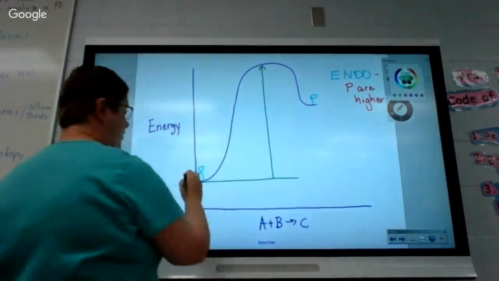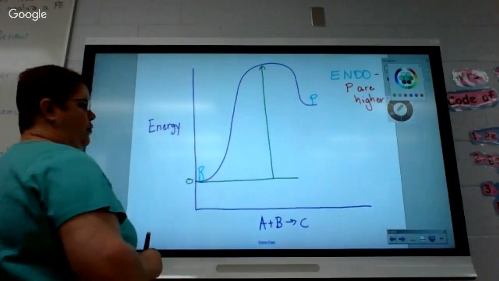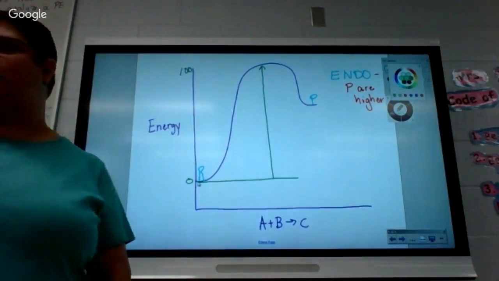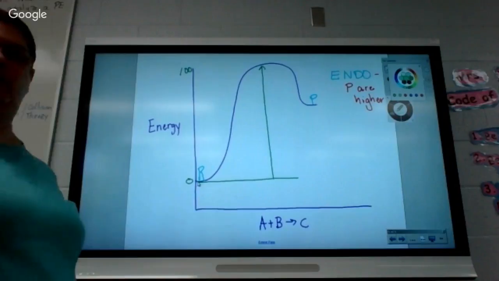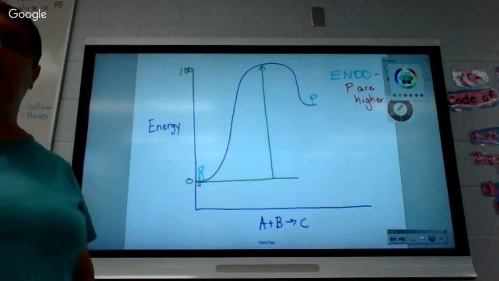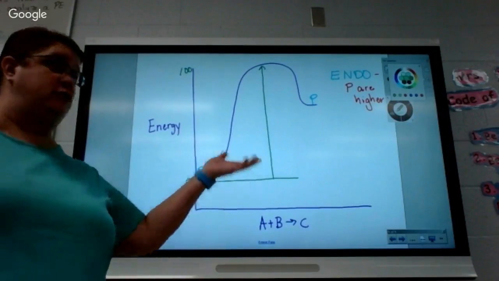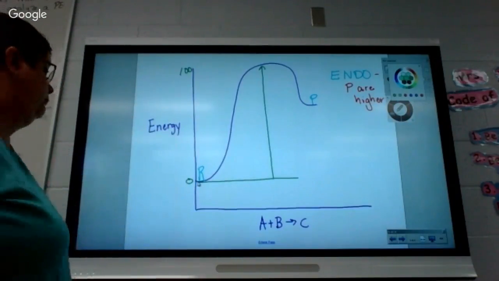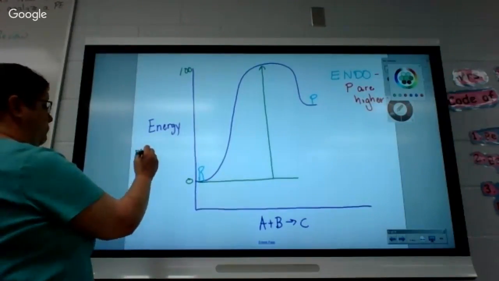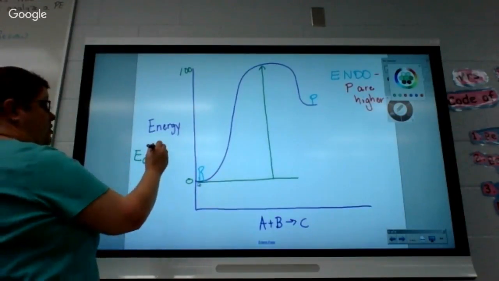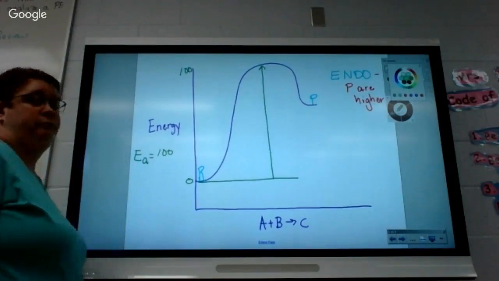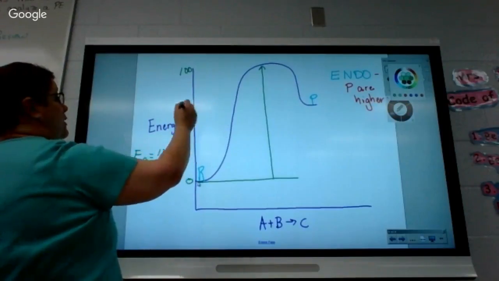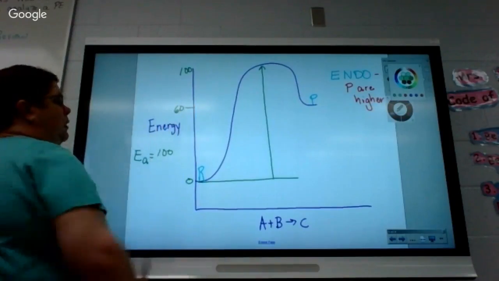Let's just say that this time, my number's at 0 for the reactants, and it's at 100 at the top of the curve. So what's my activation energy? It'd be 100. They're not all going to have negative numbers. We're not at delta H yet. So activation energy in this case would be 100. And I need to make my product something. Let's make them 60.